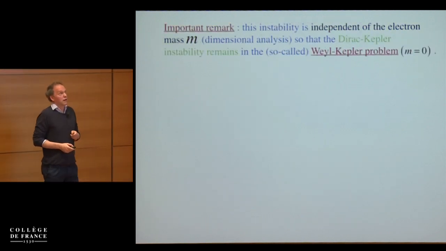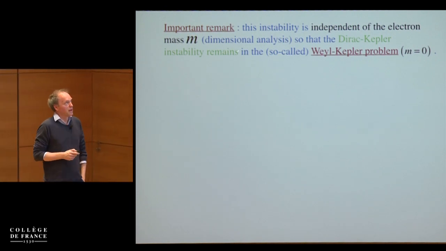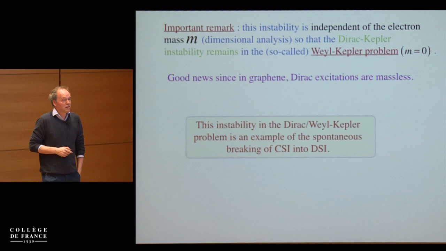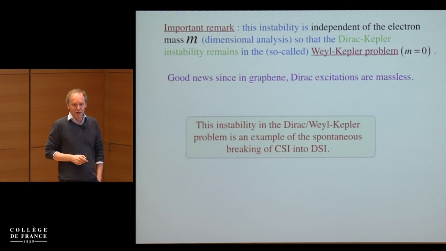Okay, so now an important remark for graphene: you may be surprised that this instability is independent of the mass of the electron. In fact, you can convince yourself by dimensional analysis that it should be so. And the fact that it is independent of the mass of the electron means that this Dirac-Kepler instability remains true in the so-called Weyl-Kepler problem, which is the same problem when the mass is equal to 0. And this is good news because in graphene, Dirac excitations are massless, so we can use the same idea.